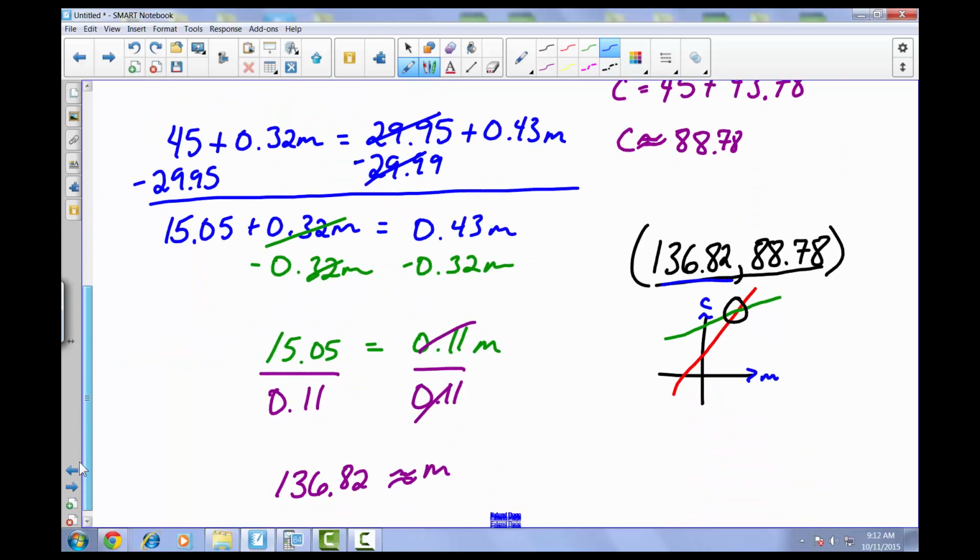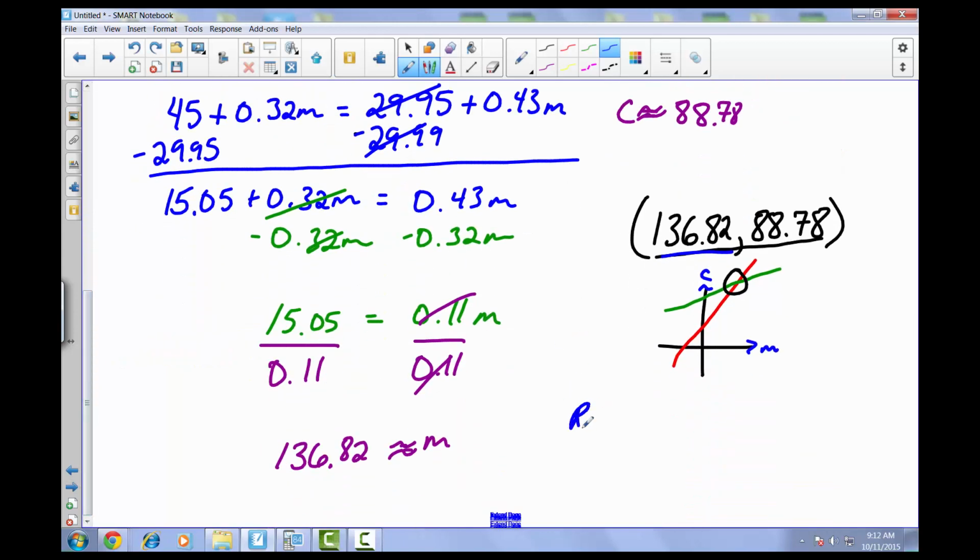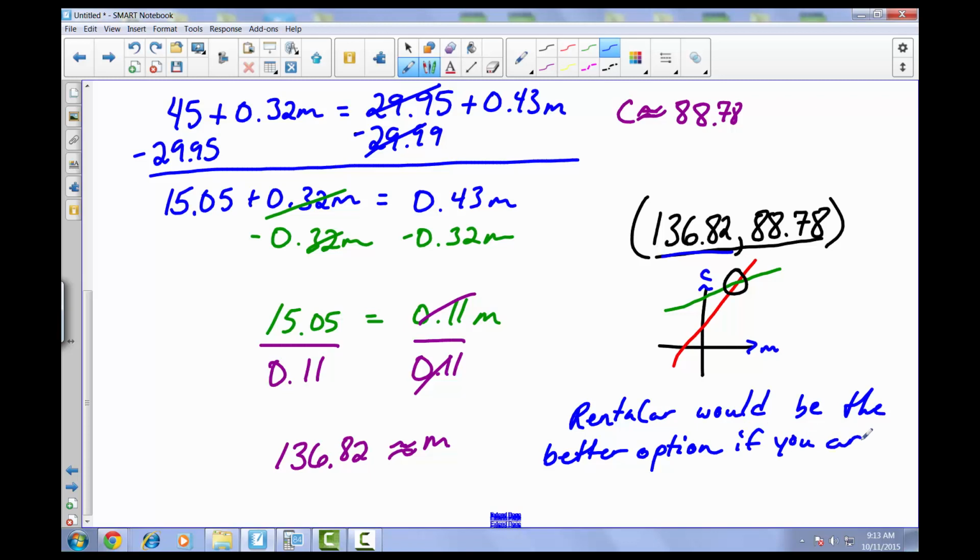And that's pretty much your solution to this: Rent-A-Car would be the better option if you are driving less than 136.82 miles.